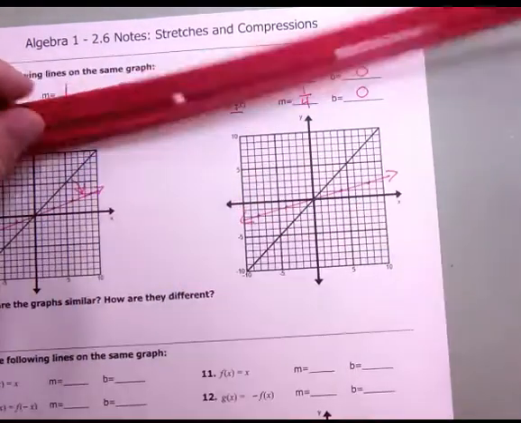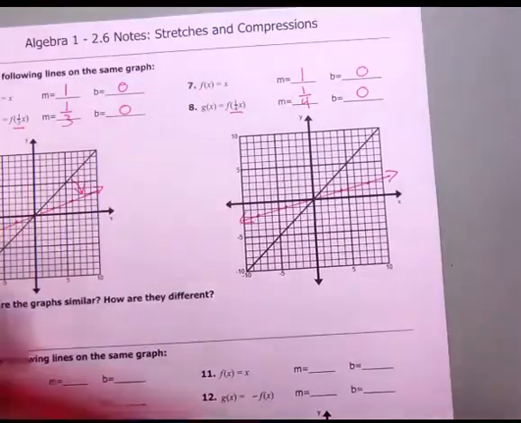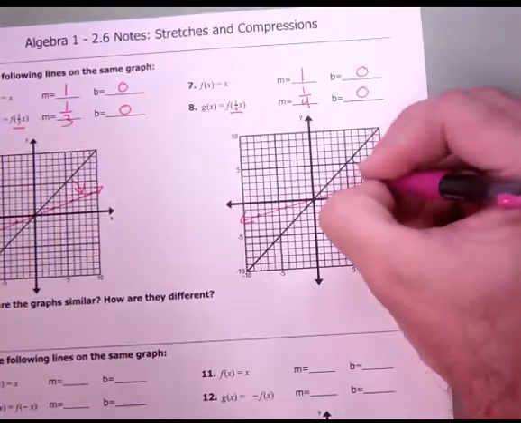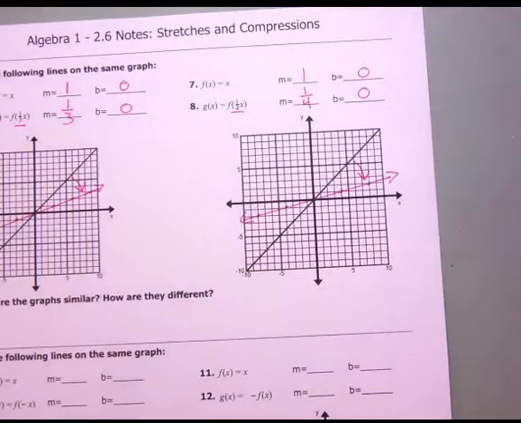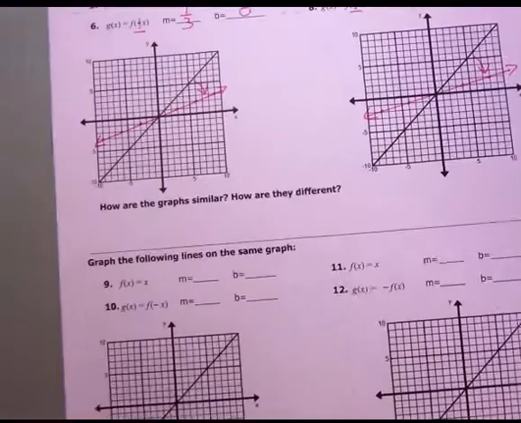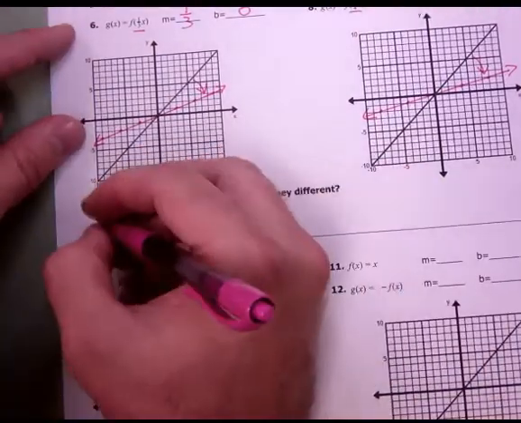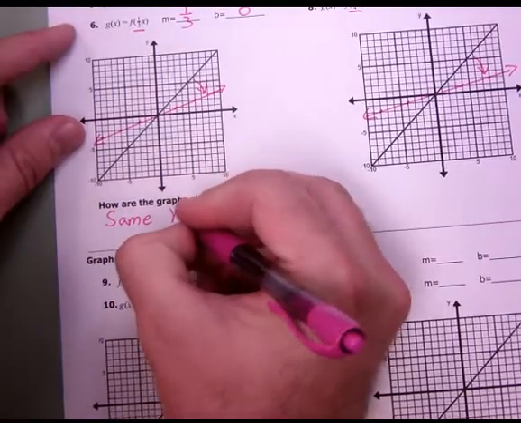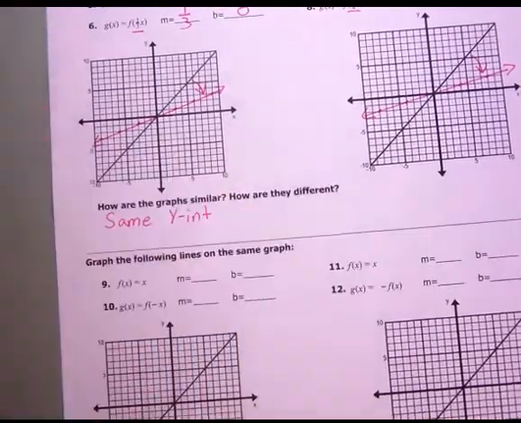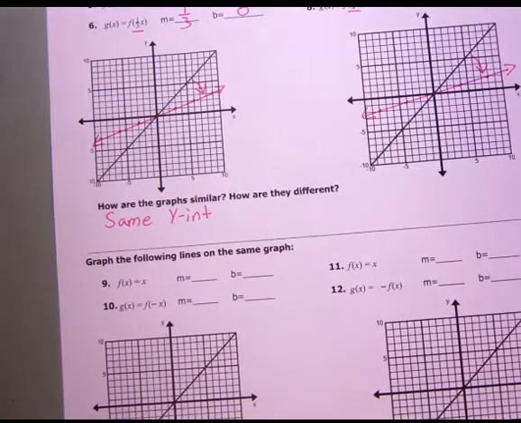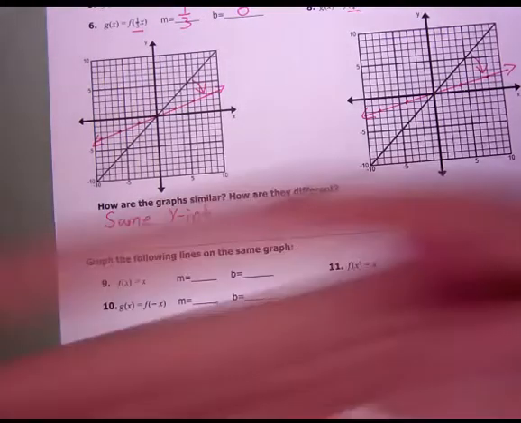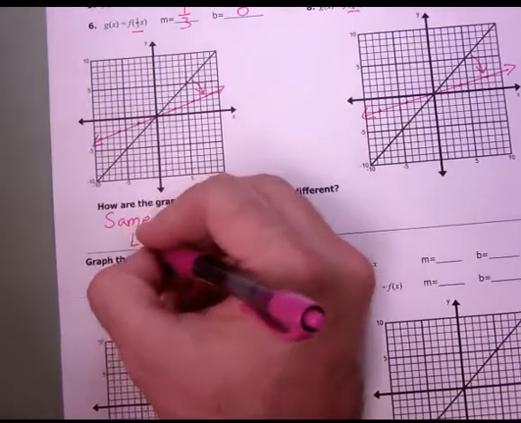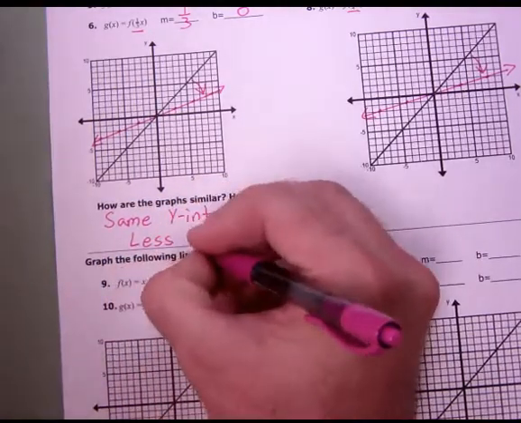Connect the points. As you can see, it's a tad bit flatter than the last one because 1/4 is smaller than 1/3. Okay. As far as similarities here, we have the same y-intercept once again. And then both are less steep.